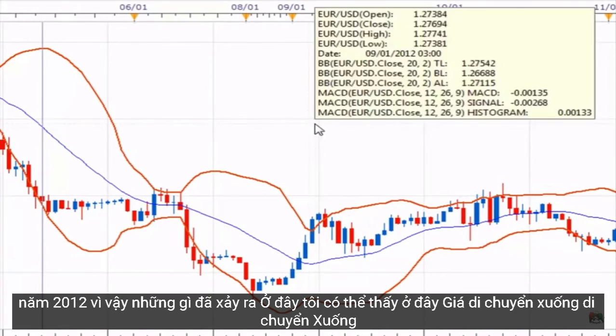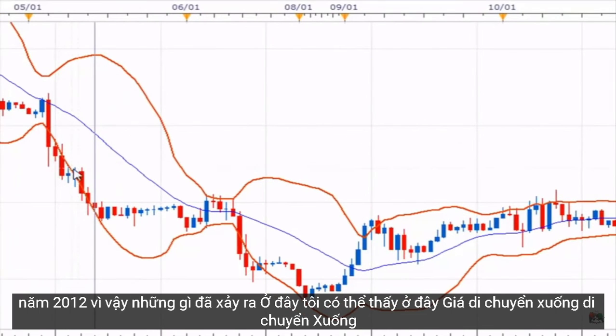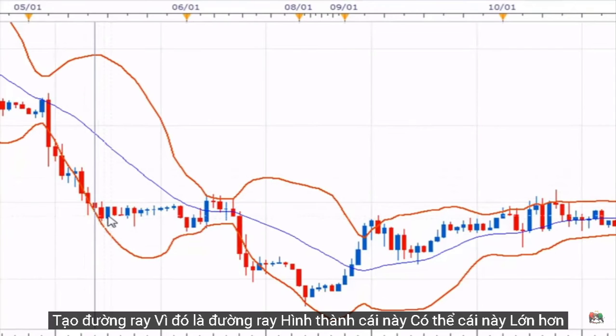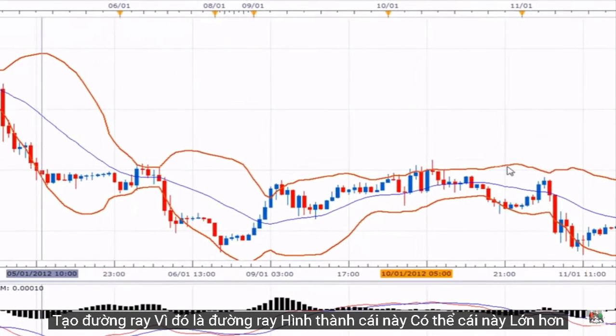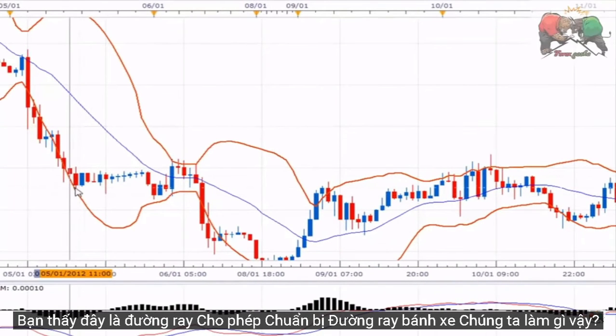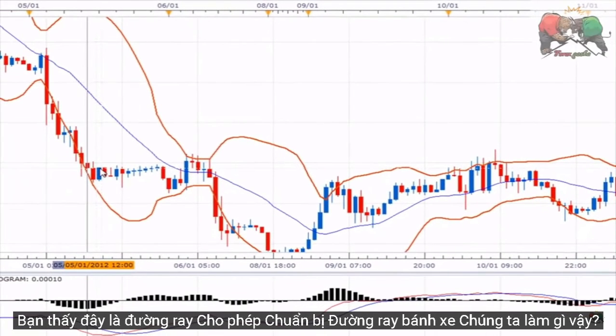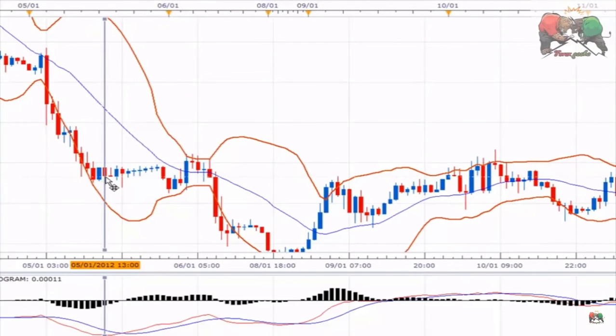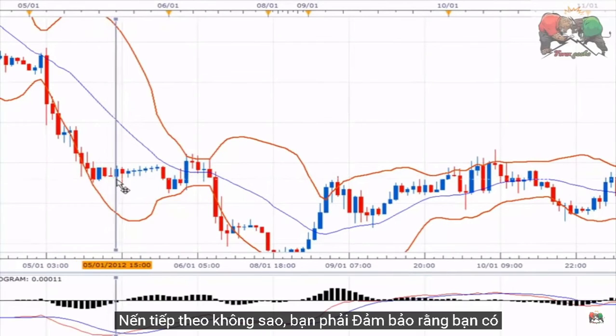So what happened here? Can you see here? The price moved down and hits the Bollinger Band. Can you see that? It creates a railway track. Can you see this is a railway track formation? Maybe I make this bigger. You see, this is a perfect railway track formation. What we do is that we do not enter a trade, we wait. We wait for the formation. Next candle, next candle, next candle.